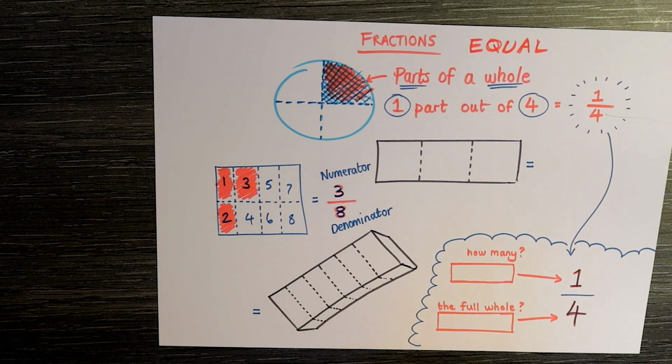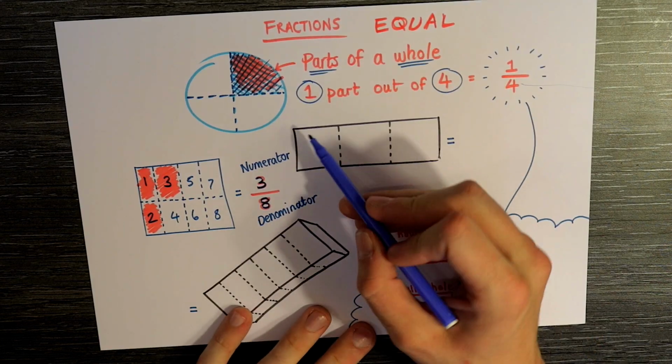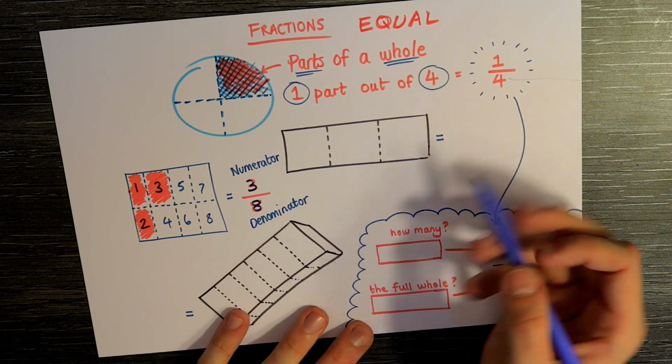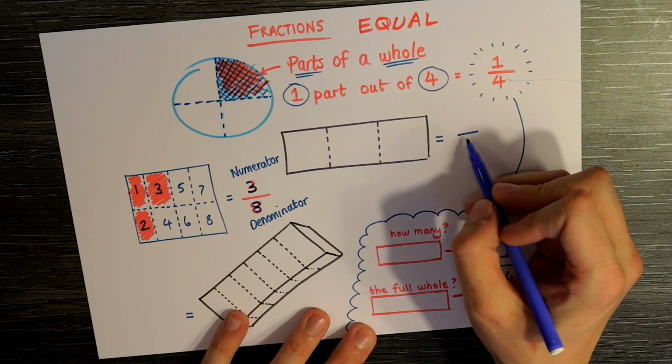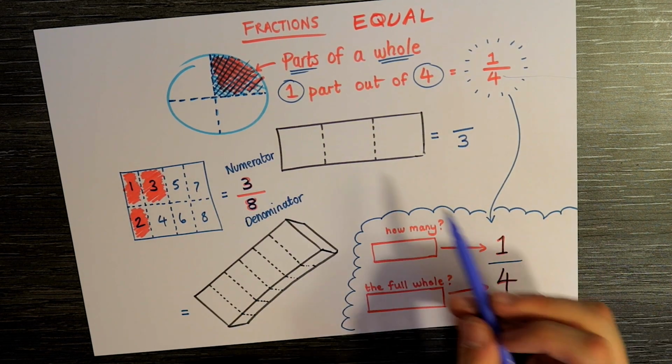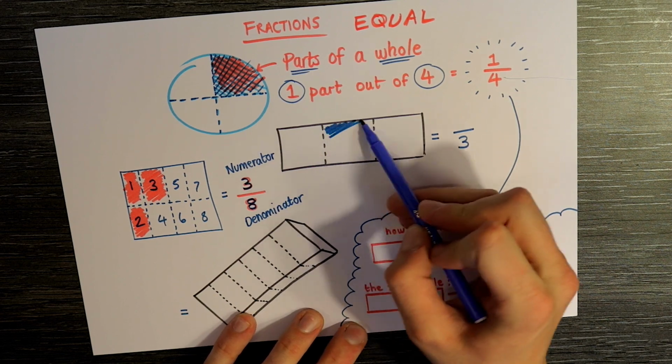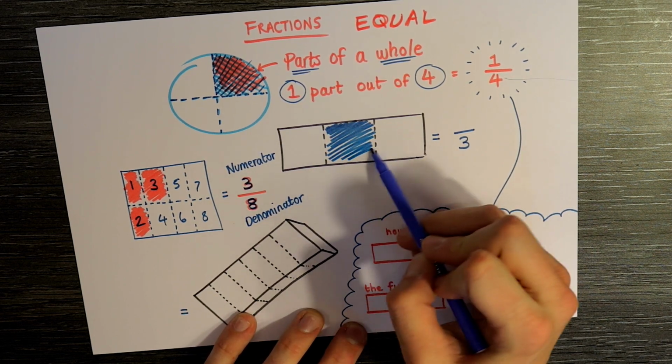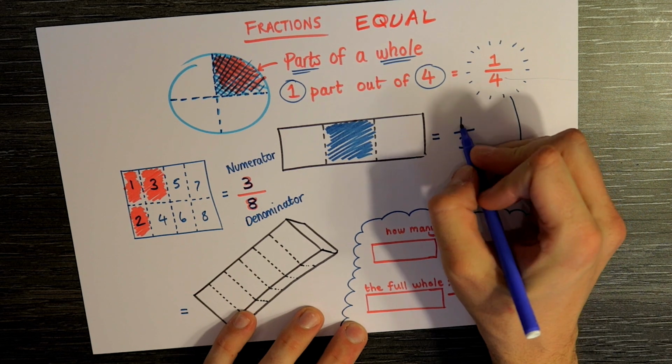So that's nice and easy. And let's take another one. Let's take this shape. This shape is out of 3. So before we even color it in, we know that the denominator is going to be 3 because it's 3 parts. I'm just going to color in the middle part here. That's 1 part.